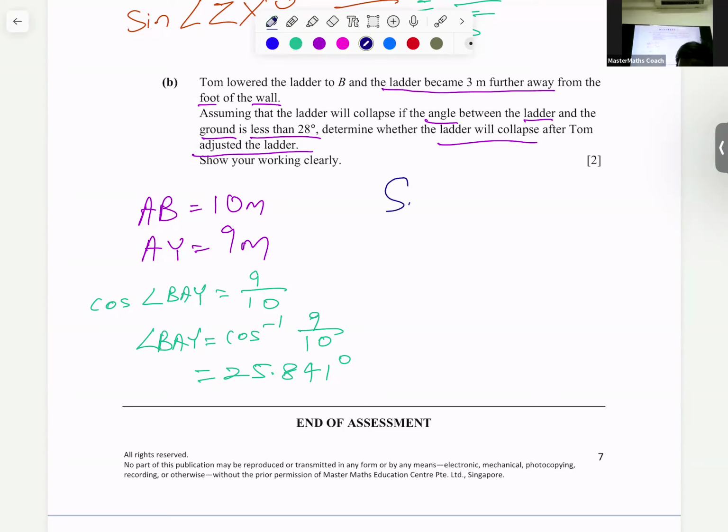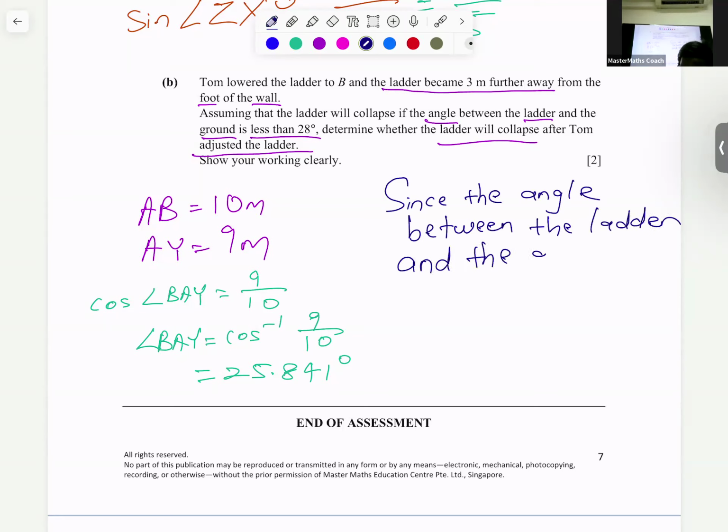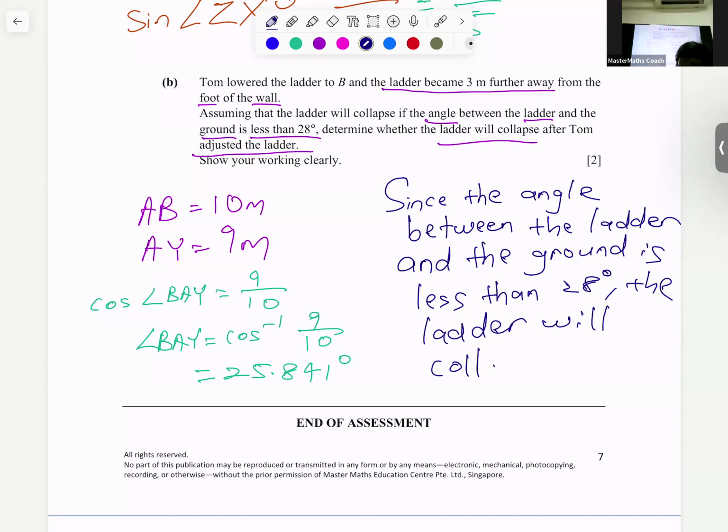Then we can write, since the angle between the ladder and the ground is less than 28 degrees, the ladder will collapse. Okay, we have to write a concluding statement, because ultimately the objective of the question is to get us to determine if the ladder will collapse.